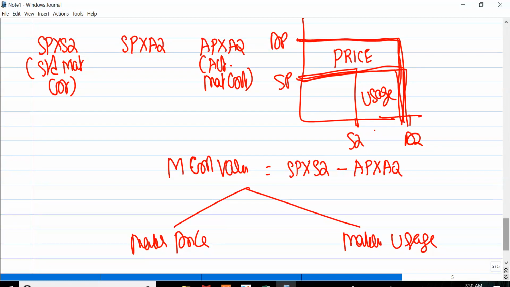Point number one. SP refers to the price to be paid. Price to be paid for every unit of raw material.